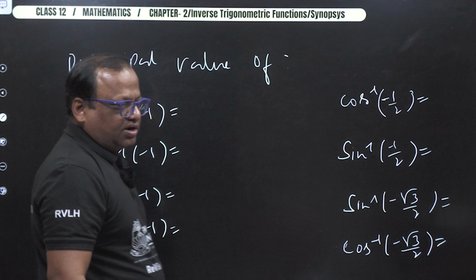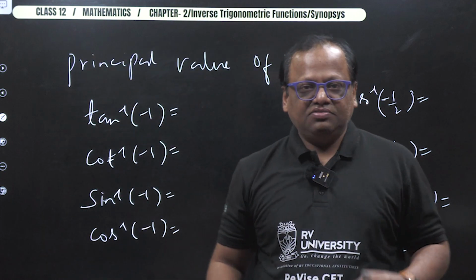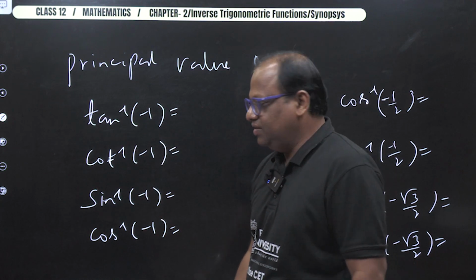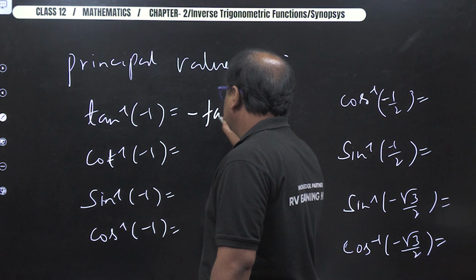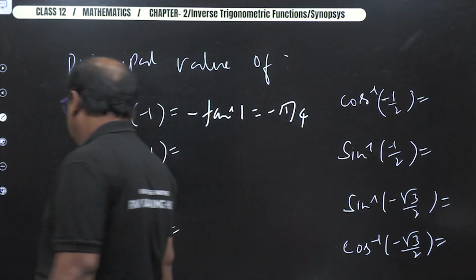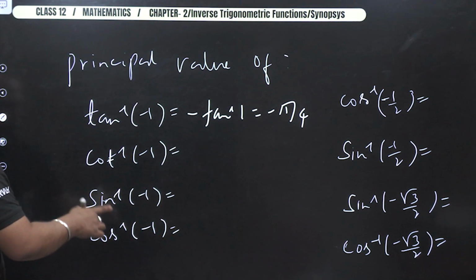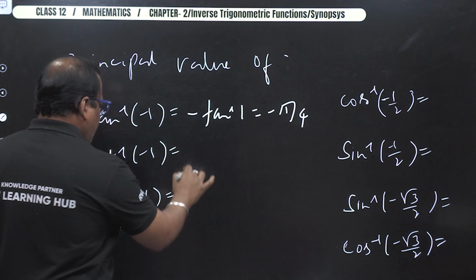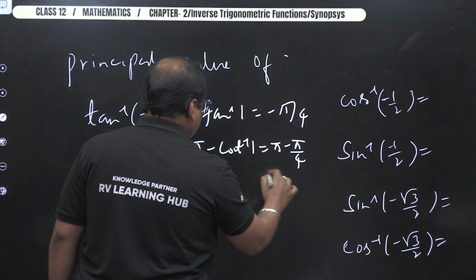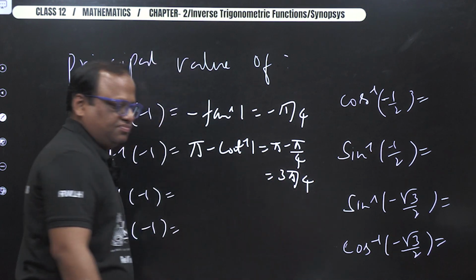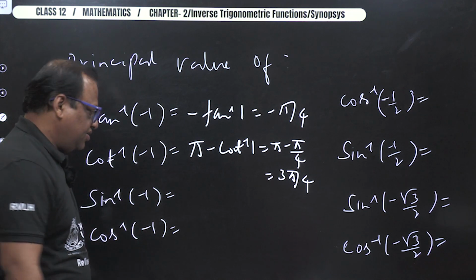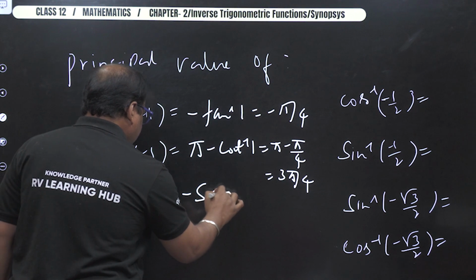Next, a few important principal values. Principal values means basic values. Tan inverse of negative: whenever we get tan inverse of a negative, what is the condition? Minus tan inverse of 1, which is minus pi by 4. Cot inverse of minus 1 goes to the second quadrant. Pi minus cot inverse of 1, pi minus pi by 4, 3 pi by 4. Second quadrant. Sine inverse of minus 1, fourth quadrant, minus sine inverse of 1, minus pi by 2.